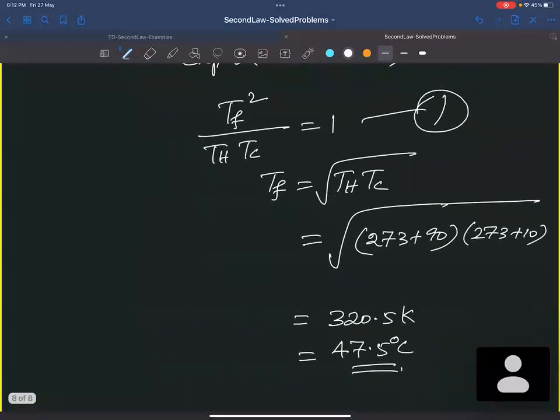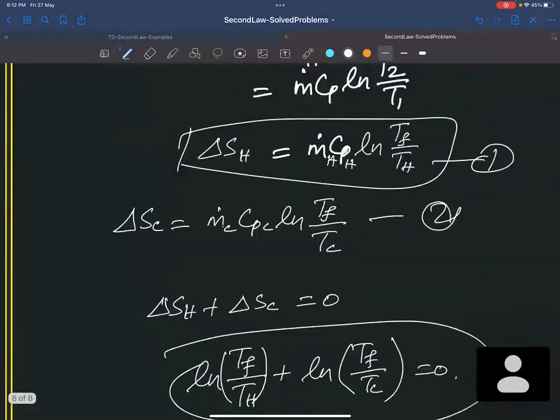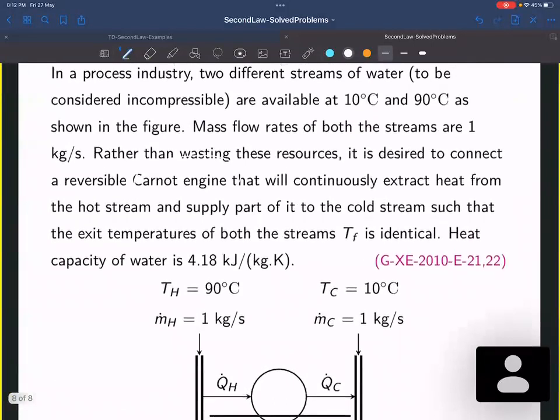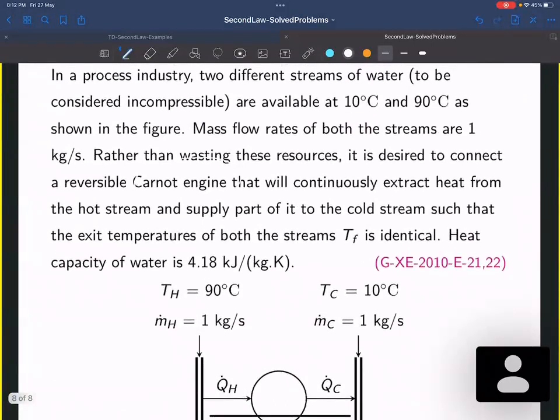But why should we find this output temperature this way? Why not simply take the heat balance based on our formula, like m cp delta T of one stream equal to m cp delta T of the other stream? What will come if we do it like that? Shall we try it?